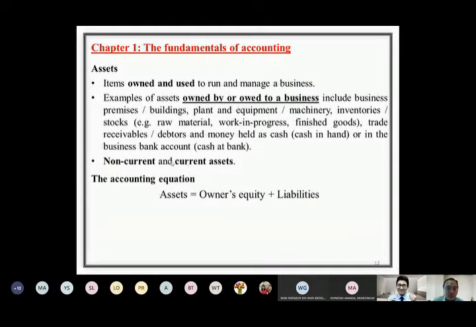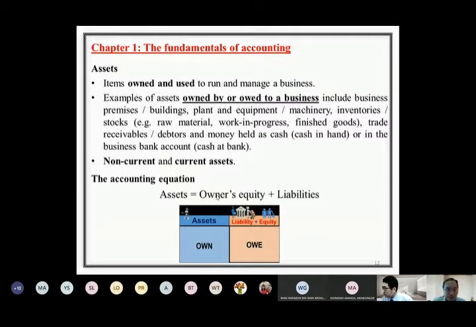So this will be followed by the accounting equation: assets equal to owner's equity plus liability. So there's some picture here to show that assets are what you own, and then the liability and the equity are what you owe. So we try to make it as simple as possible with examples related to real life, so that it's easier for you to understand. As for accounting, it's quite technical. If you can understand the concept, you can apply it, and then you can understand better.